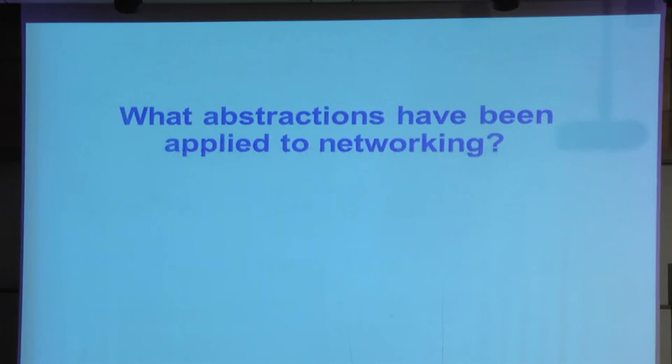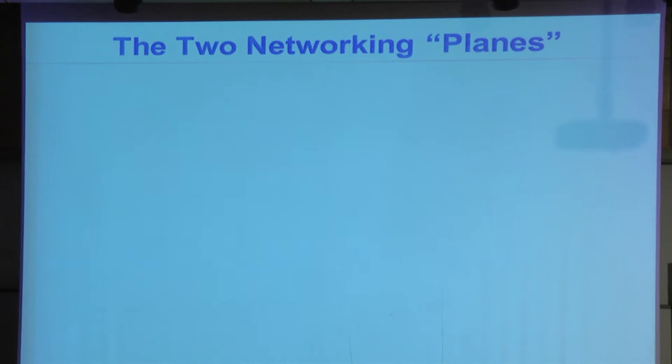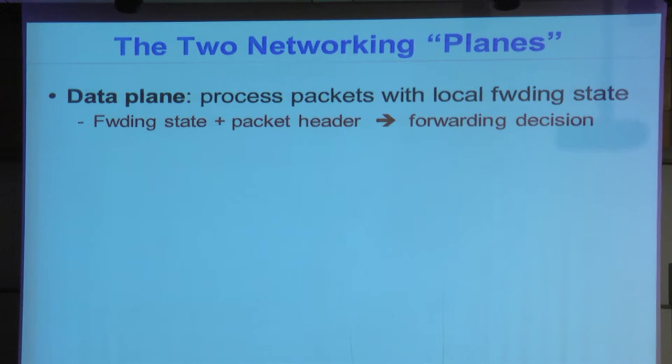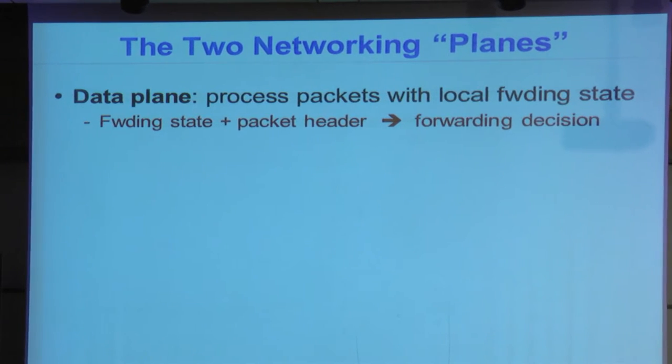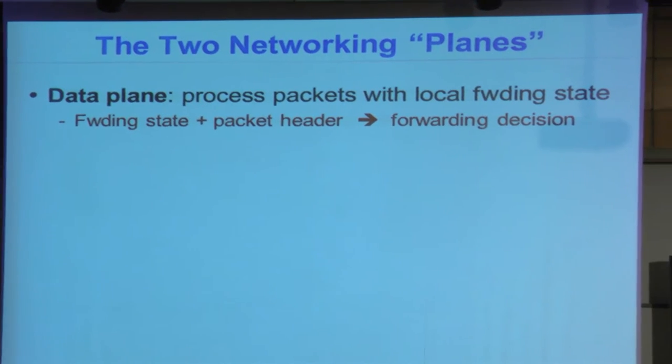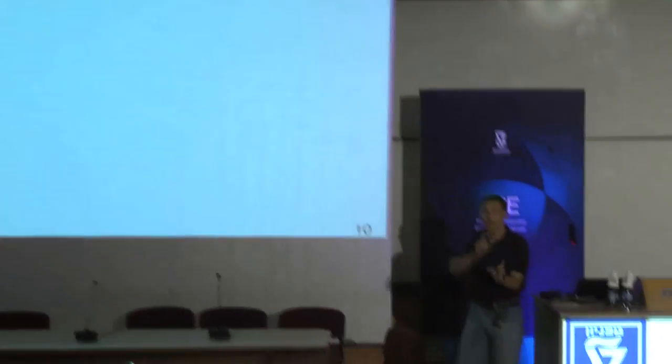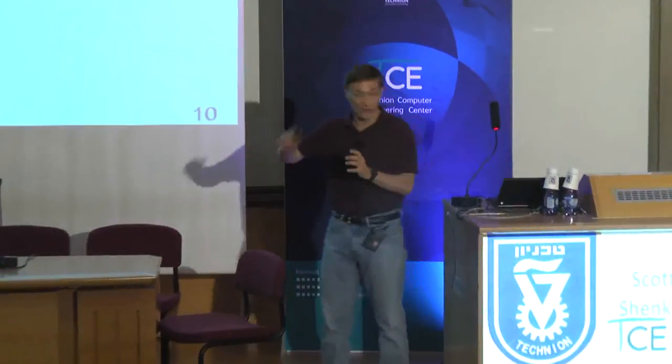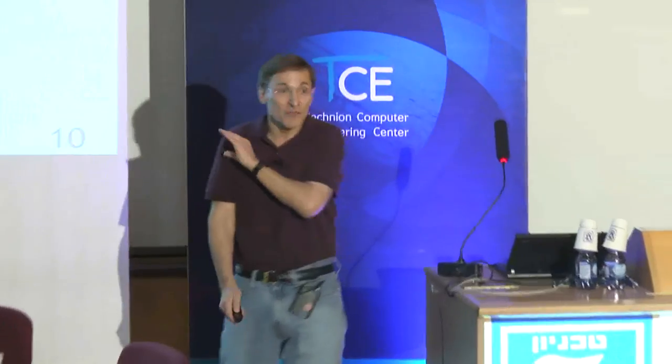So, what abstractions have been applied to networking? To answer that, we first need to recognize that there are two different planes in networking. There's the data plane. This is about forwarding packets. A packet arrives at a switch. You look at its packet header, you look at the forwarding state in the switch, you do some magic, and you ship it out. You decide which port, you decide whether or not to drop it. That's the data plane. It's taking the packet header and the forwarding state and making a decision. It has to go really fast.